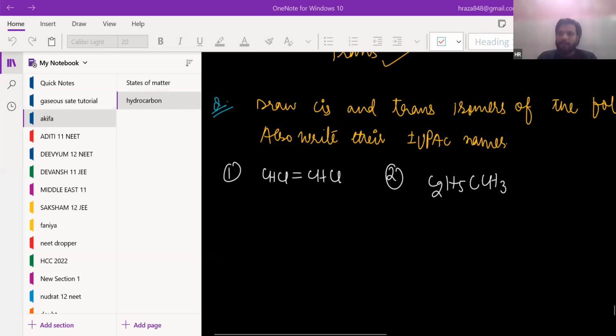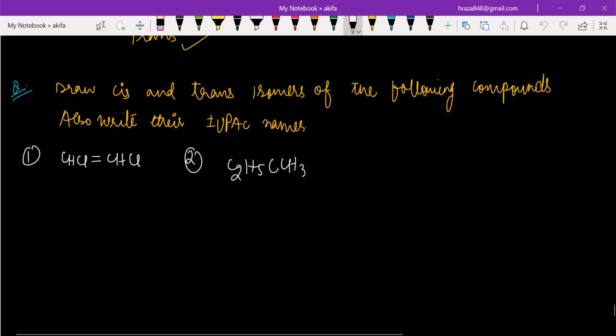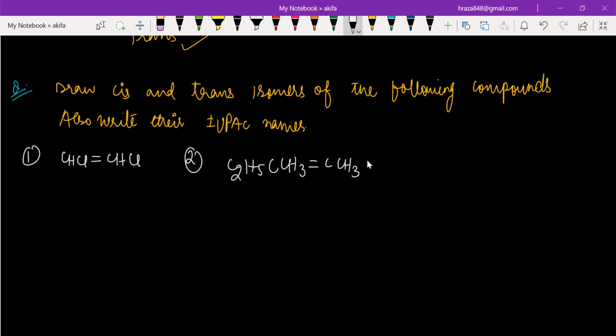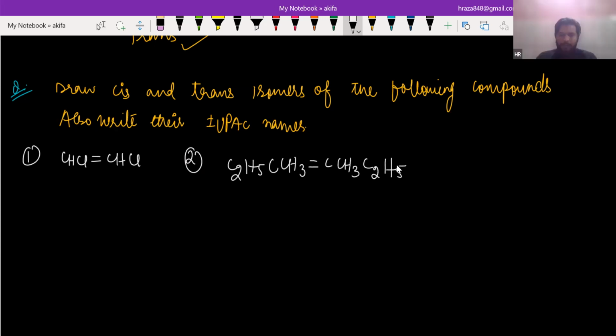Is the screen visible to you? Akifah, is the screen visible? Yes. Okay. You have to write the cis and trans of this as well as the second.